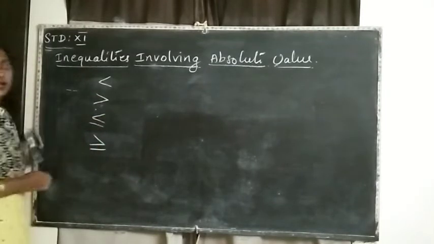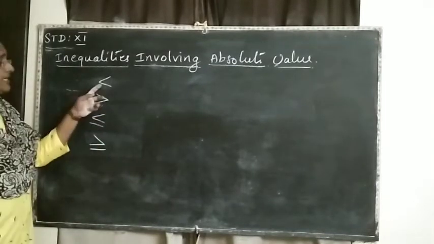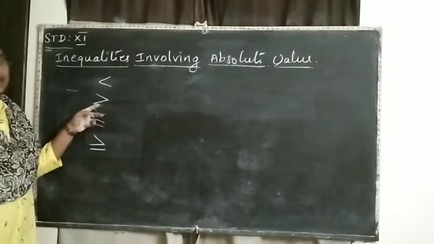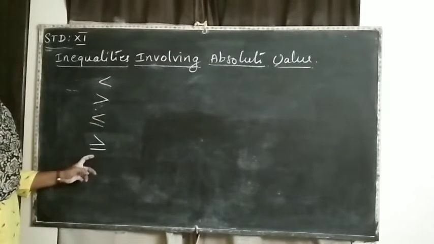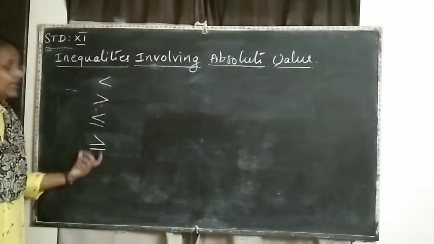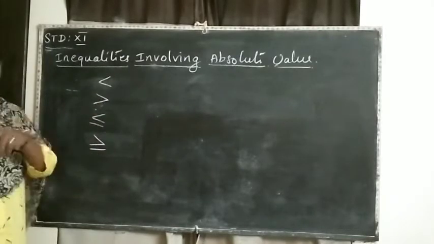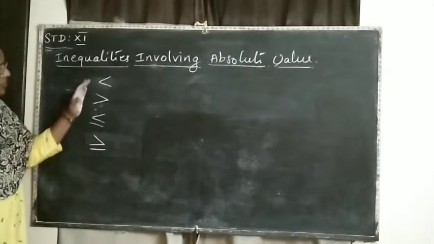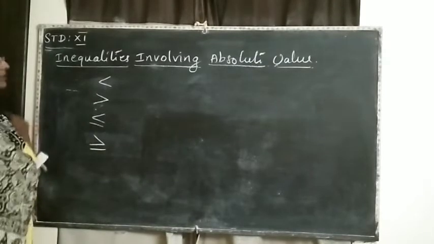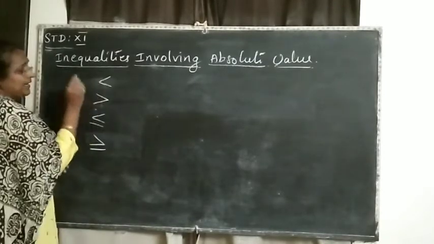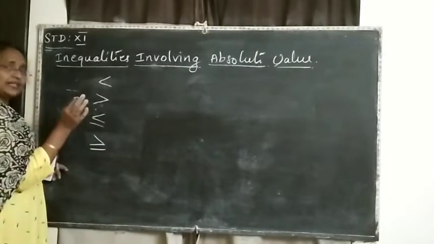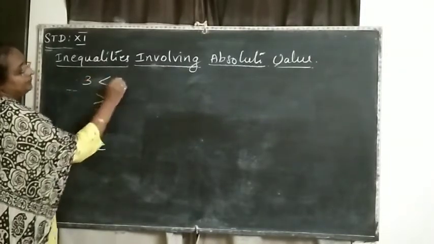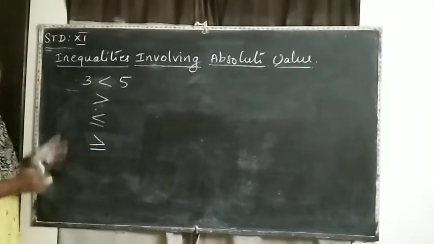Yes or no? In our lower classes, what is this? Less than sign, greater than sign, less than or equal to sign, and greater than or equal to sign. Now these signs play a very important role in doing these exercise sums, so you should be very clear about this. Now look into this. In our lower classes we have compared two numbers, isn't it? Now look at the numbers 3 and 5.